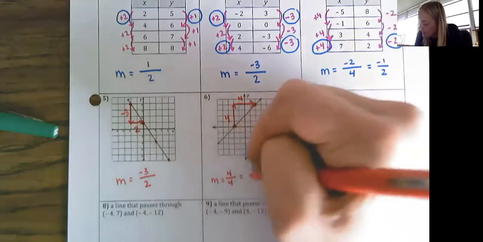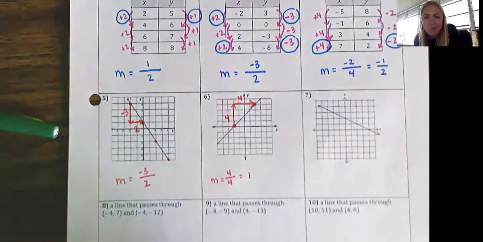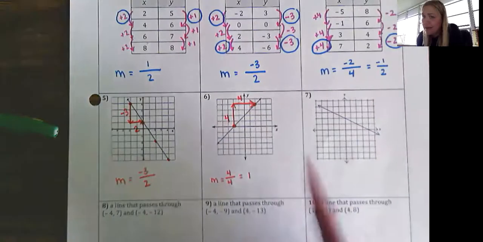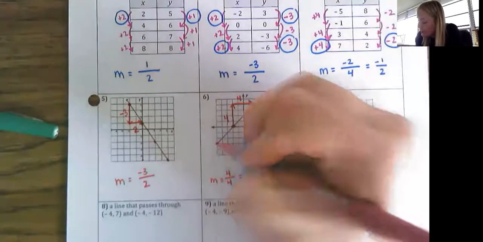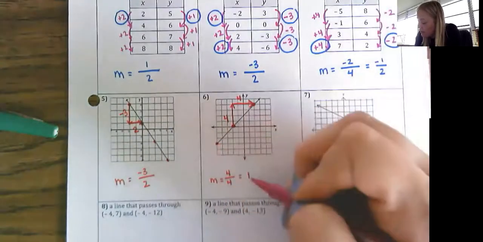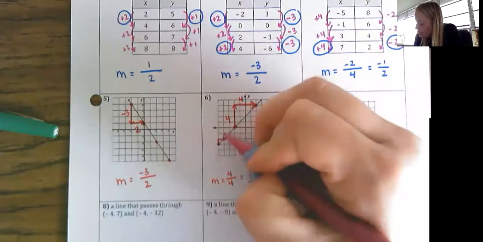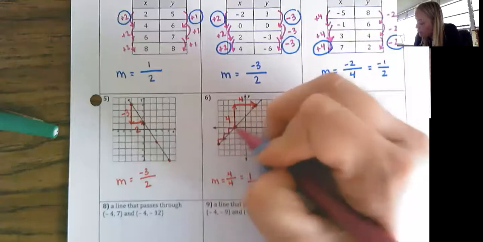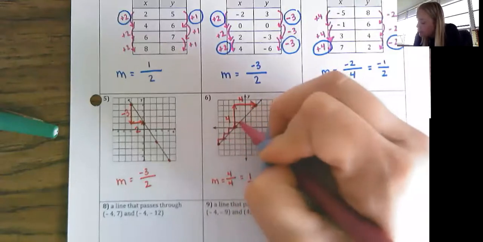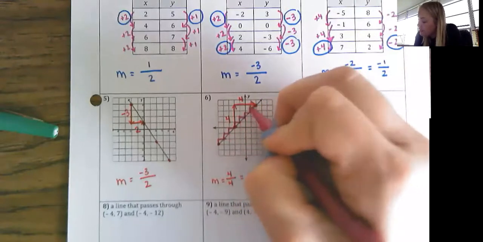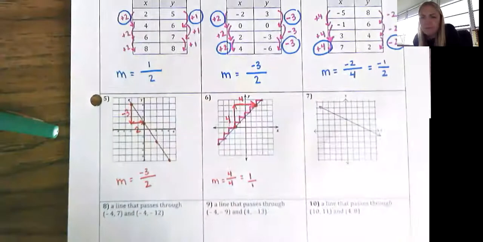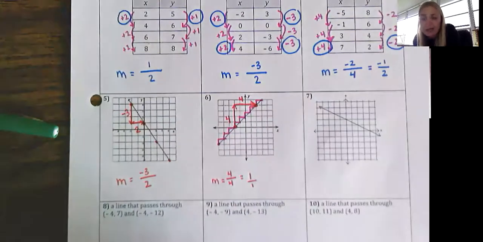And when I reduce that, I get 1. Well, what does that 1 mean? I want to remind you that we could have chosen a lot of other dots. This is telling us that if I start here, I can make this 1 over 1, it goes up 1 to the right 1, up 1 to the right 1, and so on. That's my slope, up 1 to the right 1.